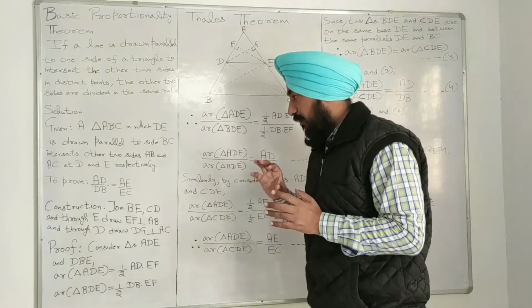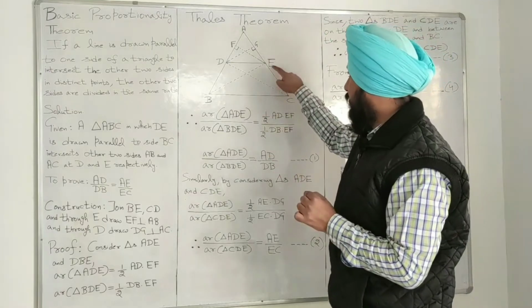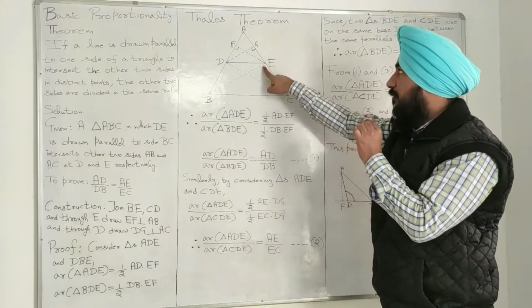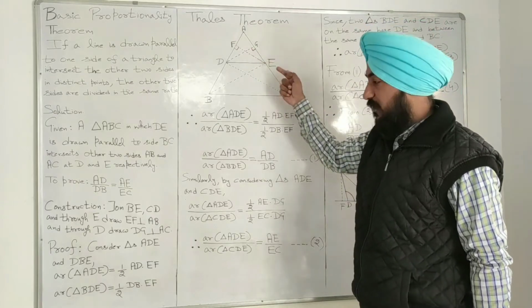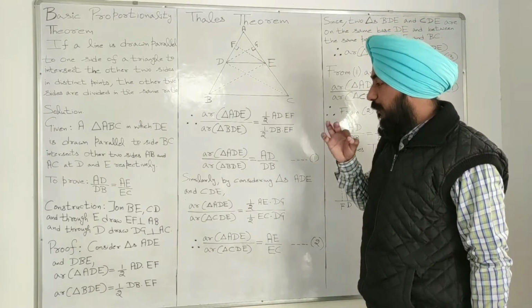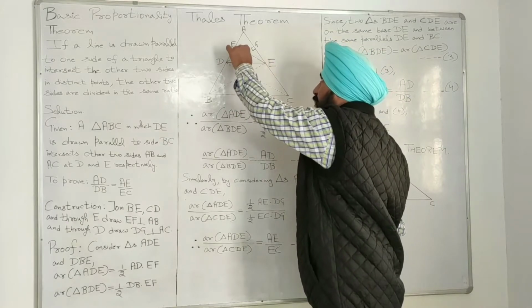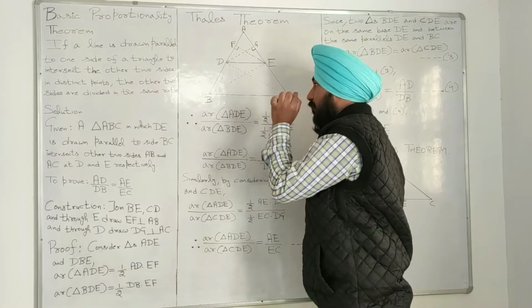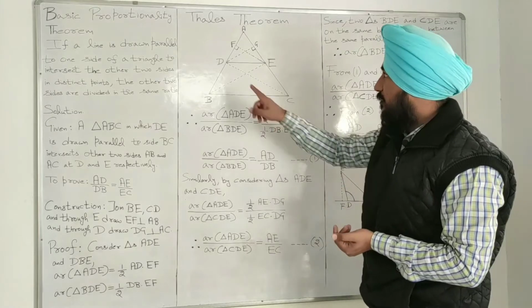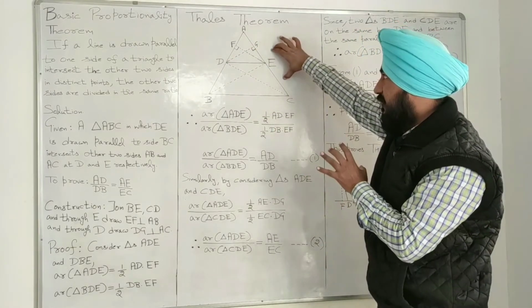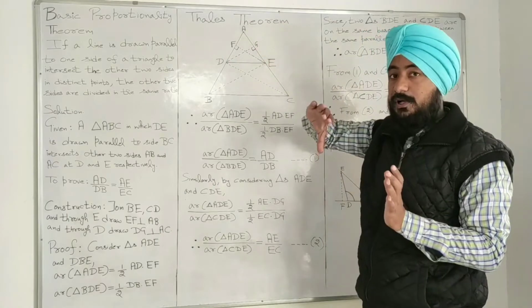Next, through E draw EF perpendicular on AB. So this is AB, and I have drawn EF perpendicular on AB through the point E. And through D, draw DG perpendicular on AC. So this is AC, and I have drawn DG perpendicular on AC.